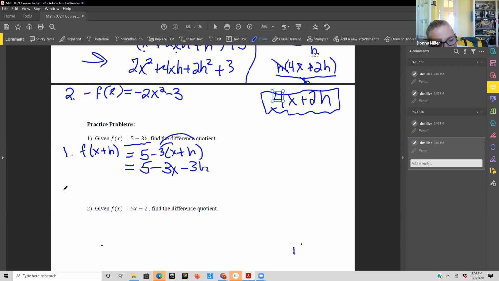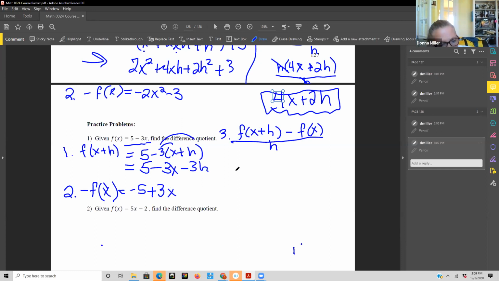Okay. Step 2, negative f of x. So just change the signs. That would be negative 5 plus 3x. All right. Step 3, plug it into the difference quotient. So f of x plus h is 5 minus 3x minus 3h.